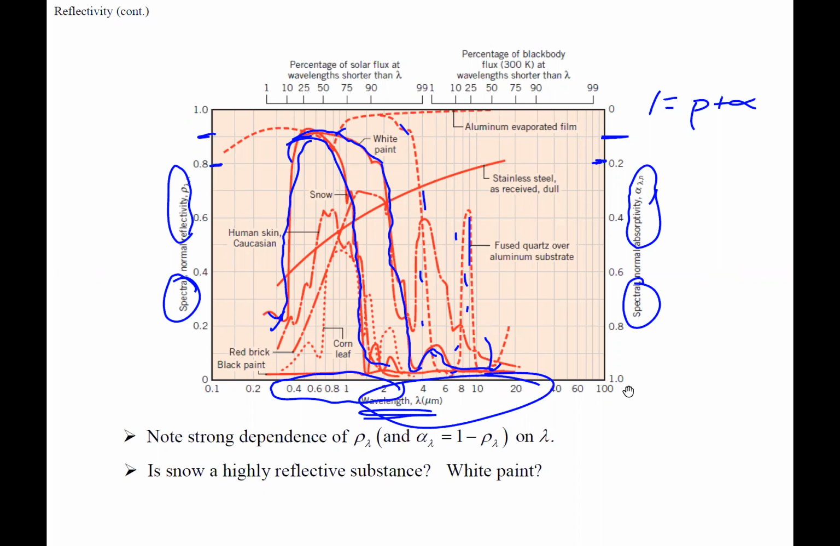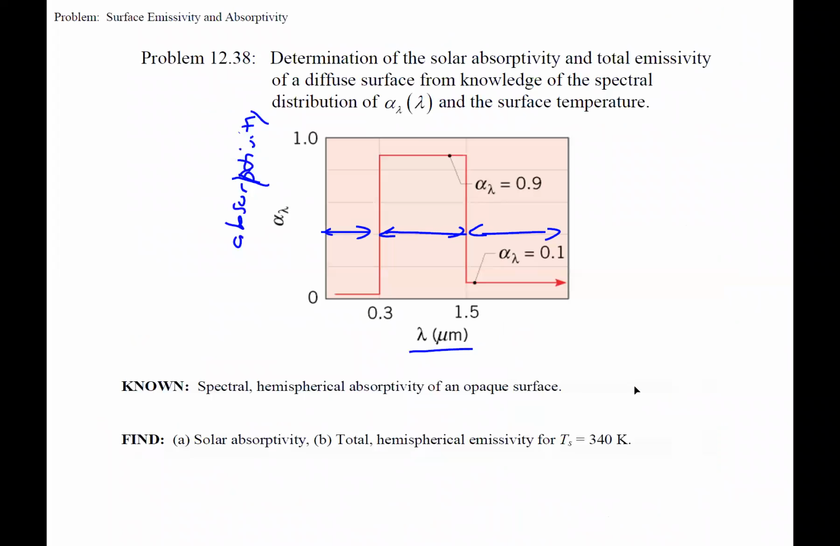But if we can understand what to do for this, we could take it to many more data points and many more step changes in that data if we needed to. Okay, so we'll really be looking at the simpler case that we see here. First off, we need to find the solar absorptivity.